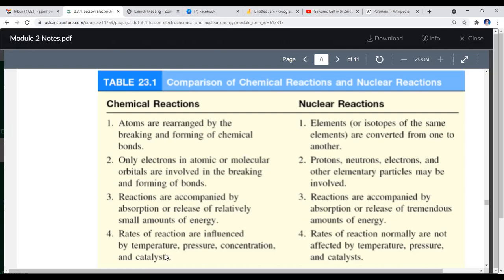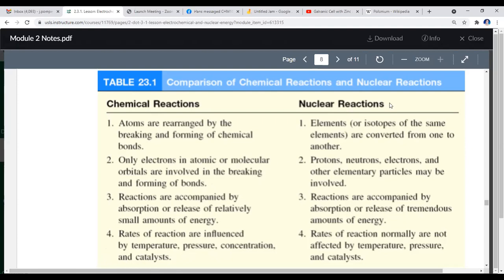Now, rates of reactions are influenced, when we speak of chemical reactions, by temperature, pressure, concentration, and the presence of a catalyst. I think everybody knows that a catalyst hastens the chemical reaction; the rate of the chemical reaction is increased when we have the presence of the catalyst. The opposite of which is the inhibitors. So if the catalyst increases the rate, the inhibitors decrease the rate of the chemical reaction. So these four are actually factors that affect the rate of your chemical reaction.